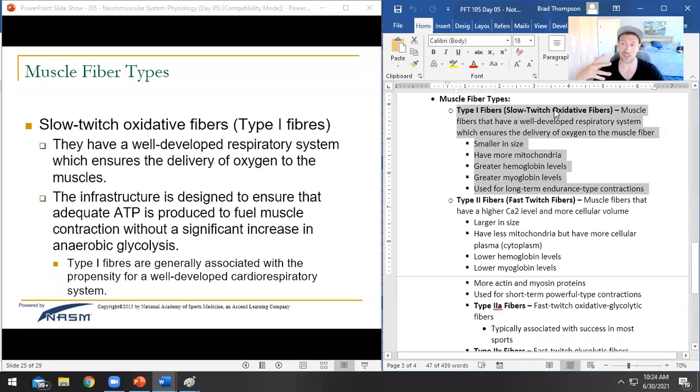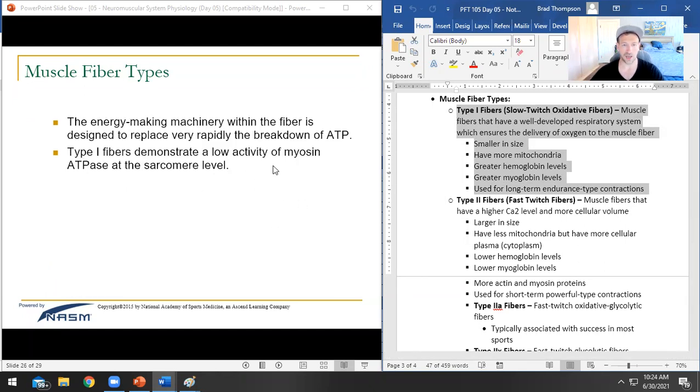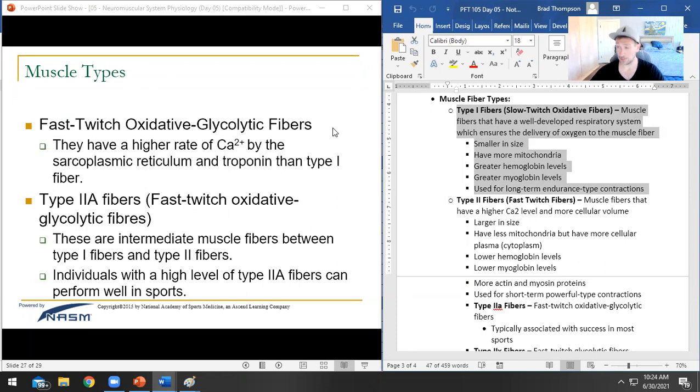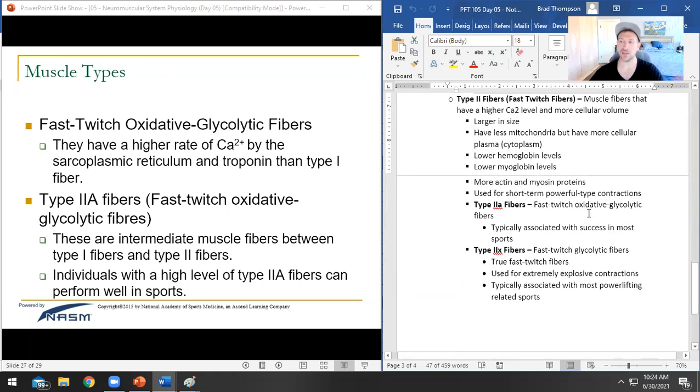Remember, glycolysis lasts about 30 seconds. Glycolysis is really good for our type 2 fibers. So type 2 fibers are going to be divided into two different components. Type 2 means fast twitch muscle fibers, but you're going to have 2A and 2B or 2X. It was 2B when I learned it. Now they call it 2X.